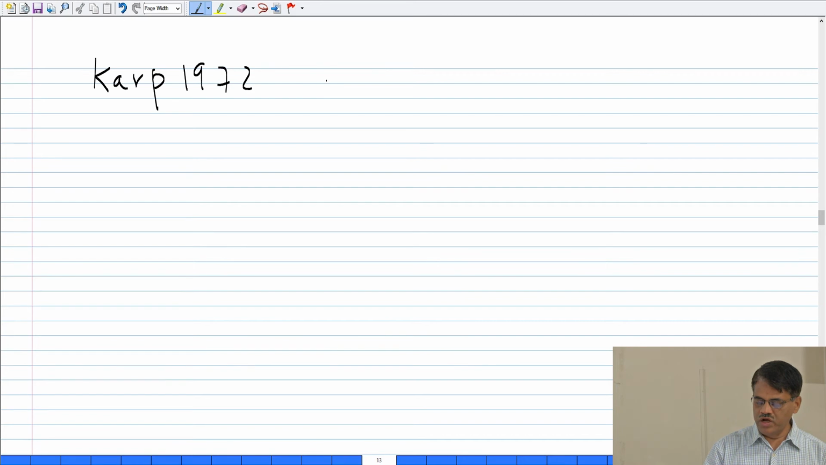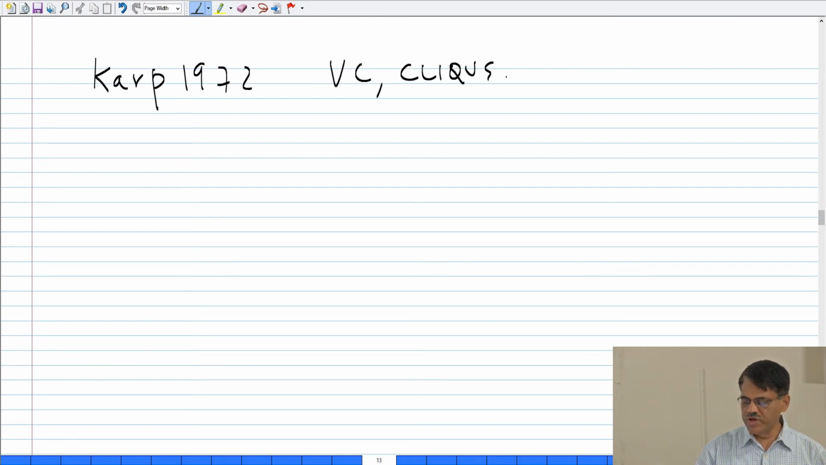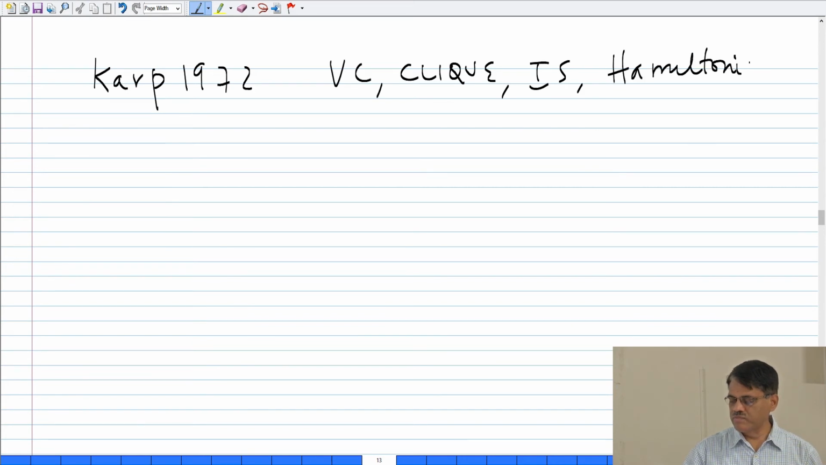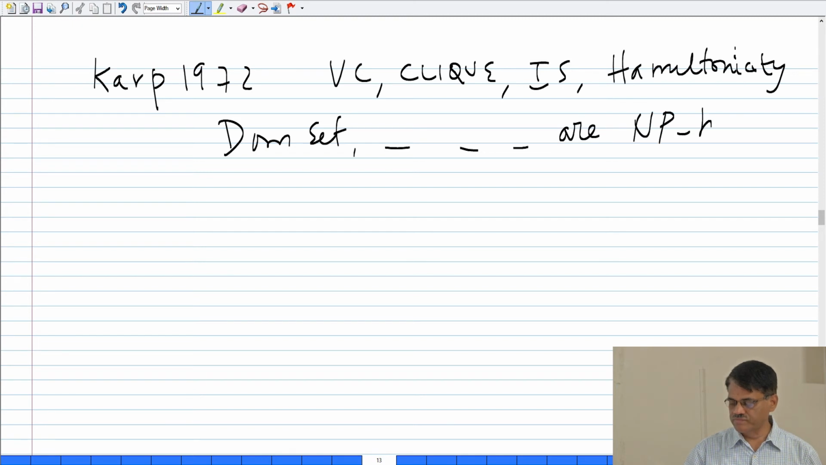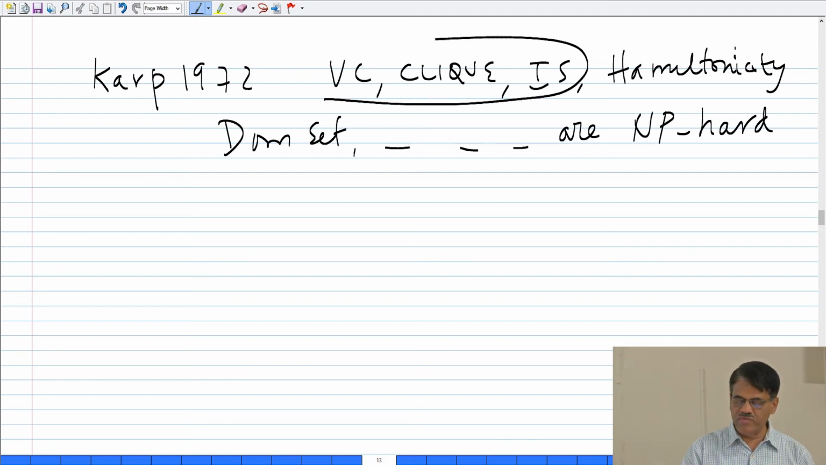Later in 1972, Richard Karp, who also won the Turing award, showed a number of problems: vertex cover, clique, independent set, Hamiltonicity, dominating set, a whole bunch of them are NP hard. We know that these three will go together. If any one of them is NP hard, we know the other is NP hard, because of the polynomial reductions between them anyway.